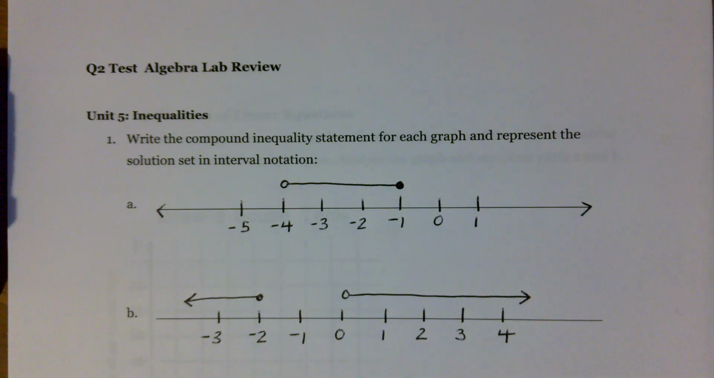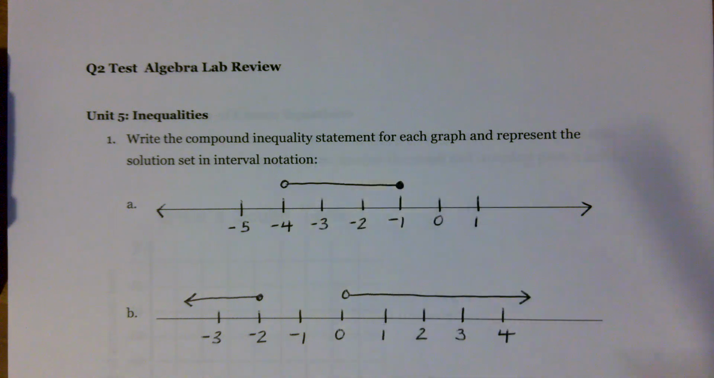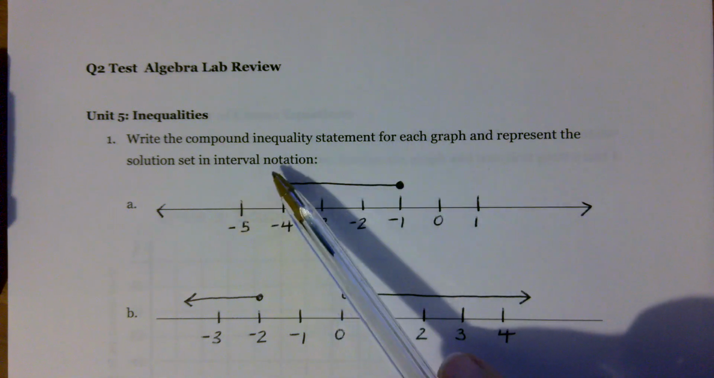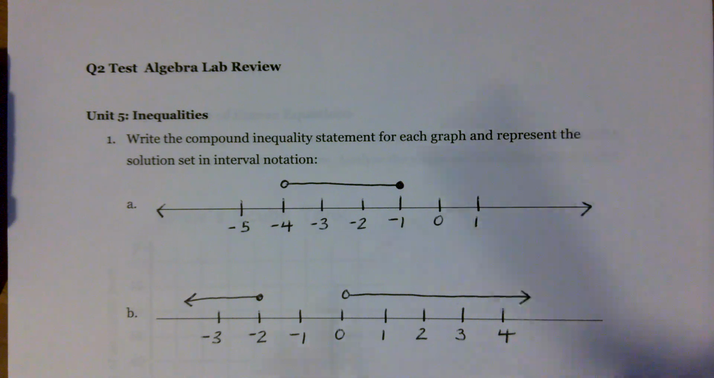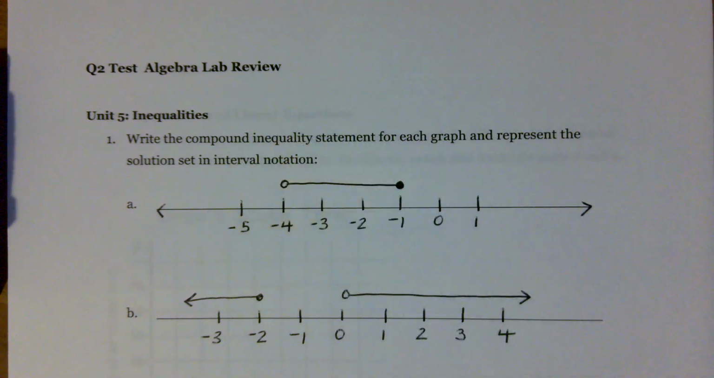This is an SOS video to help you with your quarter test review. So Unit 5 was on inequalities. I'm asking you to write a compound inequality statement for each of these graphs and represent the solution set in interval notation. When we talk about a compound inequality, you know there has to be more than one inequality sign.